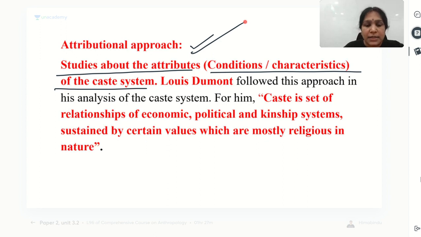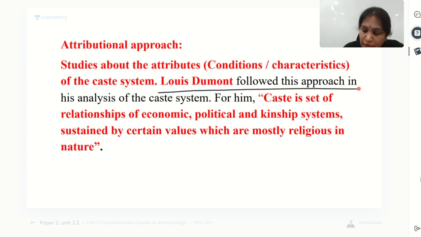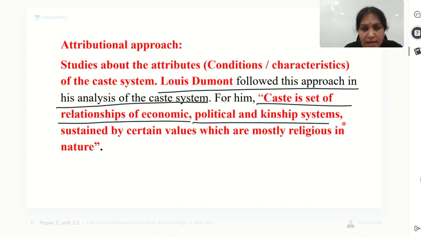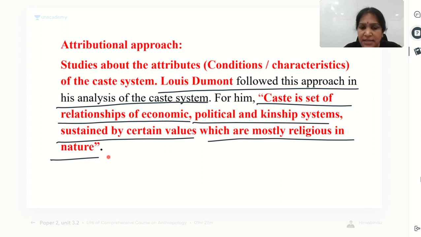Thank you. Now, Louis Dumont followed this approach in his analysis of caste system. According to Dumont, caste is a set of relationships of economic, political, and kinship systems. Because caste is economic, because each caste has a specific occupation. Caste is political because some castes have political power, some castes do not have it. Is it clear? Okay, caste decides whether you have political power or not, traditional political power in the villages. And kinship also. Within the caste, we have gotras and all. Sustained by certain values which are mostly religious in nature.